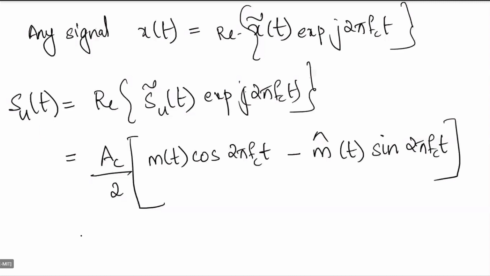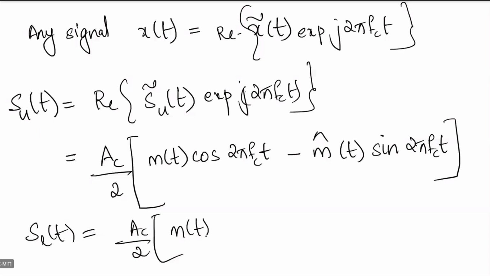Similarly, if the filter is flipped the other way and shifted, for the lower sideband you will get an expression Ac by 2, the same thing, M of t cos 2 pi fc t plus M hat t sin 2 pi fc t.